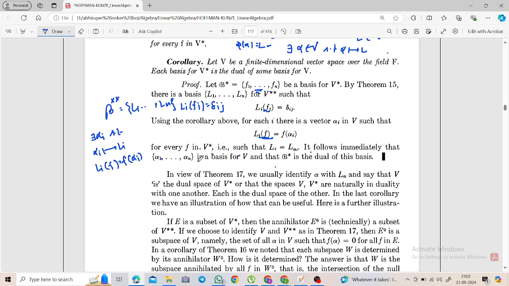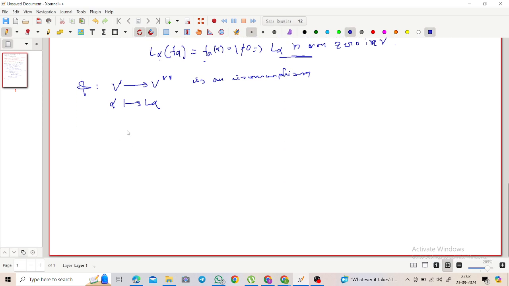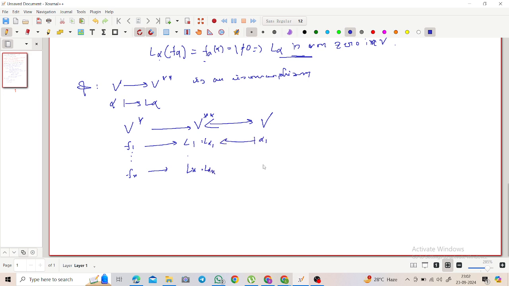Why is alpha 1 to alpha n a basis of V? Because L alpha 1 to L alpha n is a basis of V star. So what they are doing is the following. They are considering V star, then V star star, and the isomorphism here. So here they have taken f1 to fn. It has corresponded to L1 to Ln. Now we know that this L1 to Ln is actually L alpha 1 to L alpha n for vectors from here, since this isomorphism.